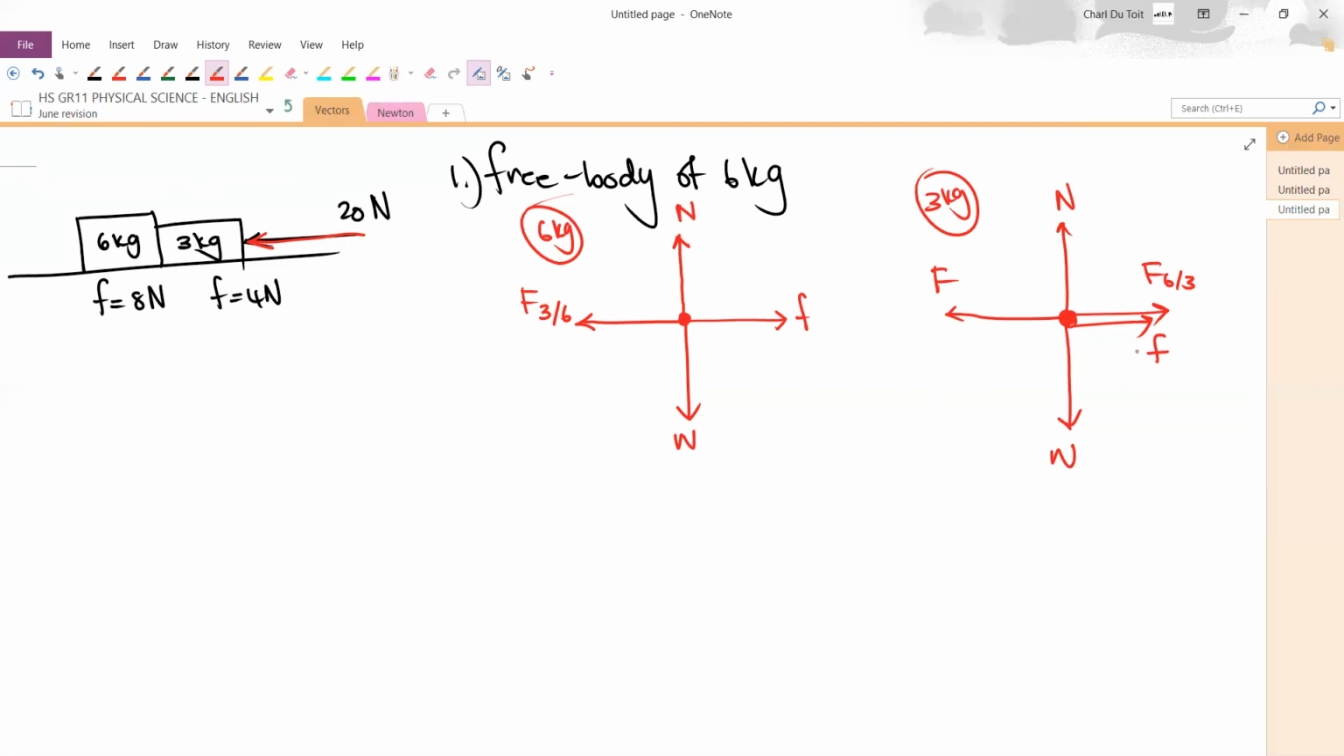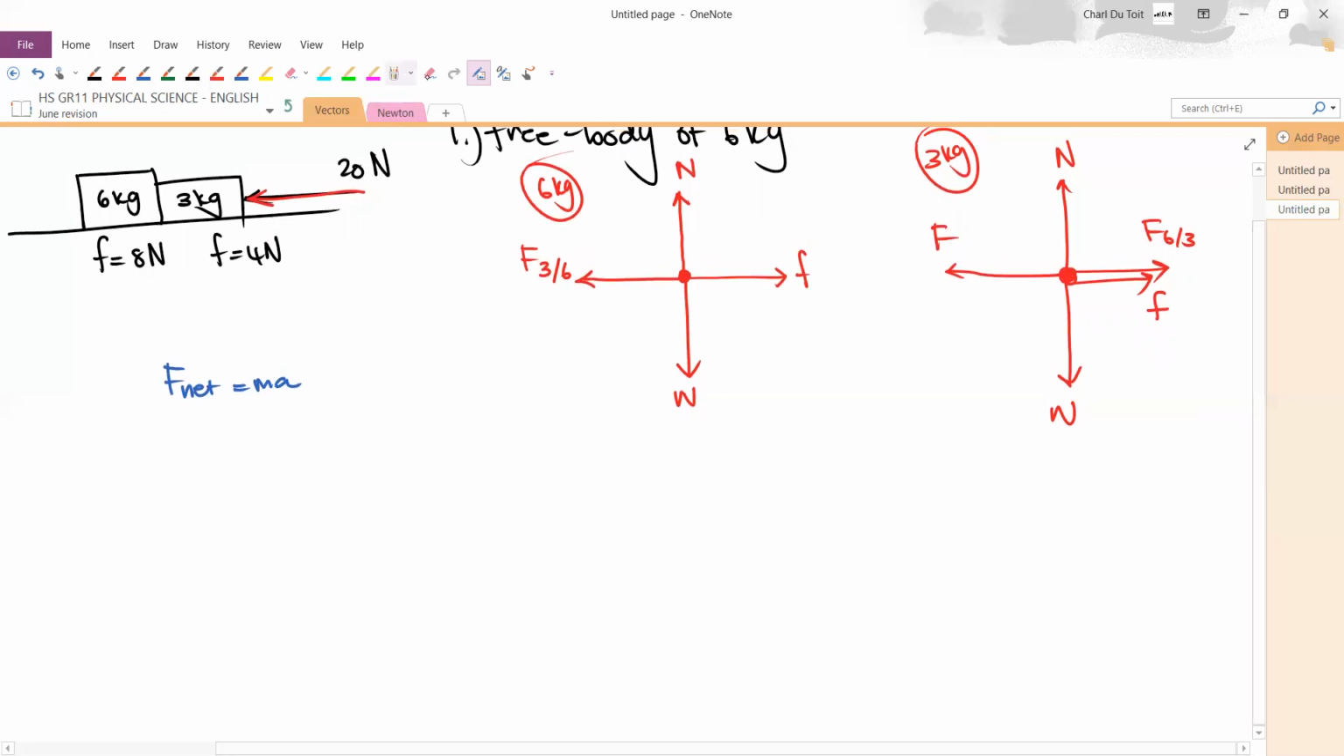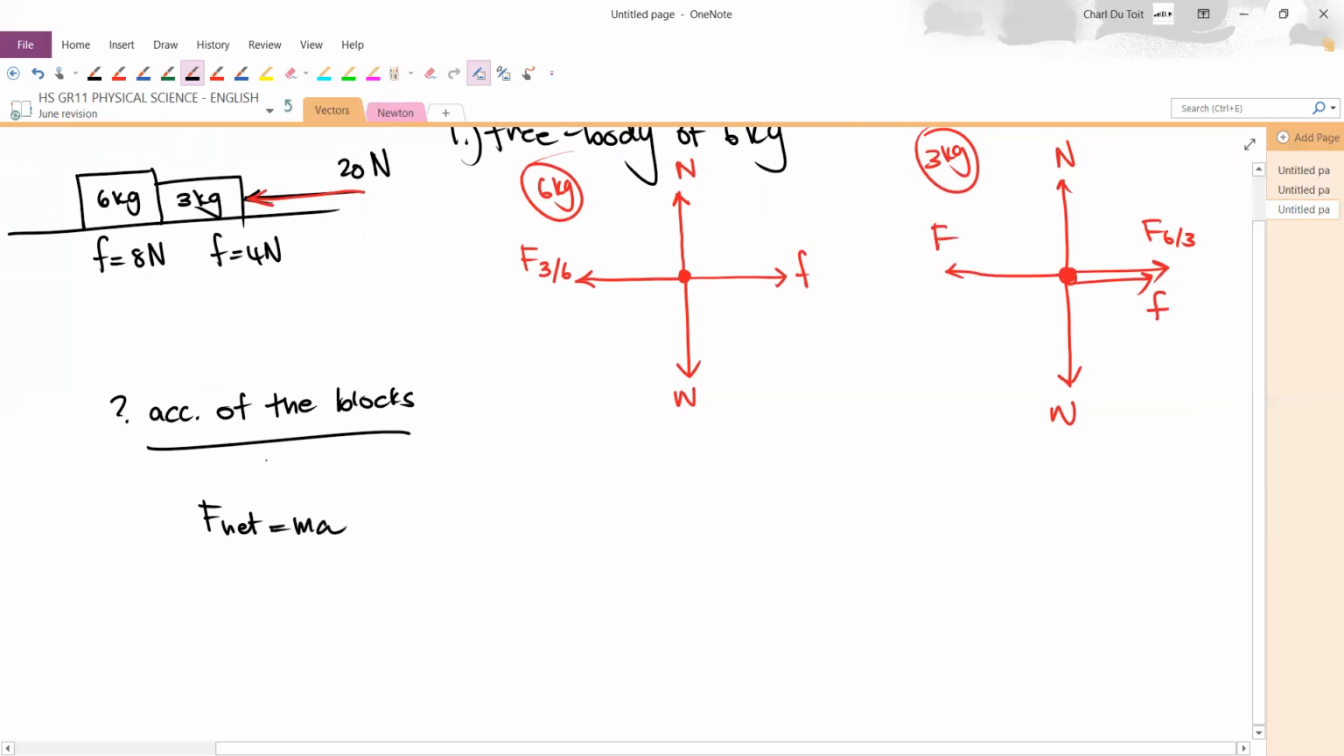Good. And now they want the acceleration. So you have to set up F net equals MA for both. Let's just write the question down. What is the acceleration of the blocks? So we're going to do F net equals MA of the 6 kg, and F net equals MA of the 3 kg, and then solve it simultaneously.